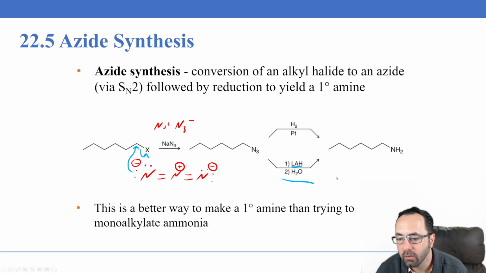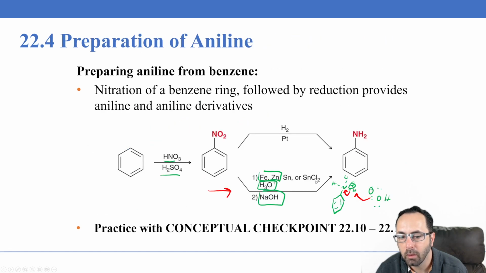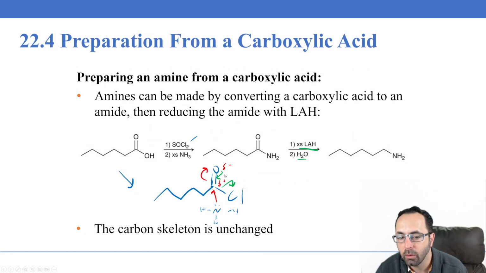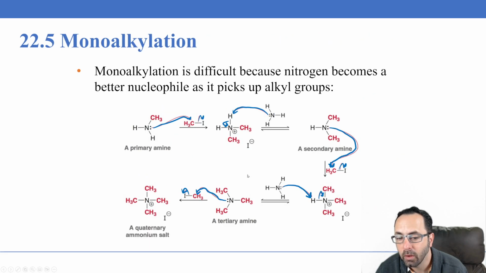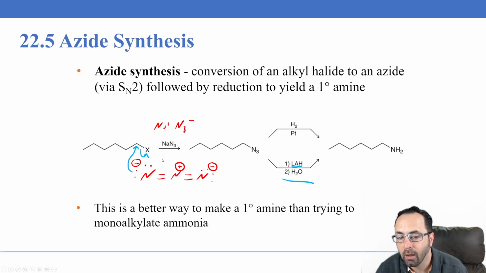So this will give us a surefire way to get the primary amine, and this is probably our best way to make the primary amine, assuming that we don't want to start with a carboxylic acid. We don't want to install another carbon atom. If all we want is to take the alkyl halide here and make it into an amine, this is a primary amine. This is a great way to do it.